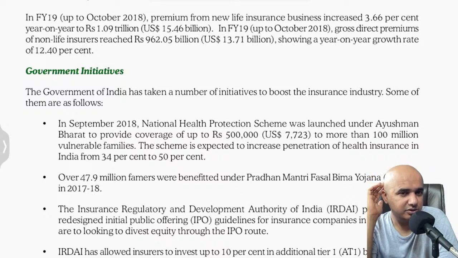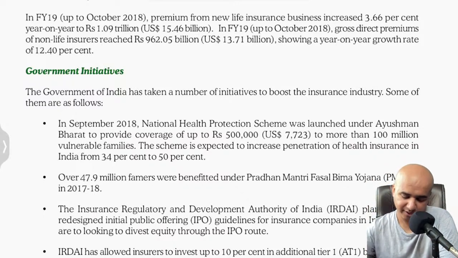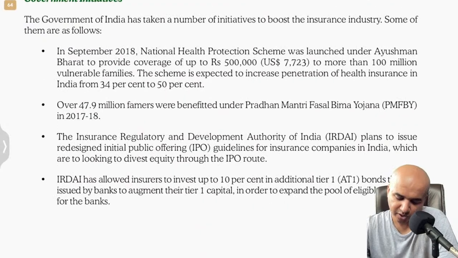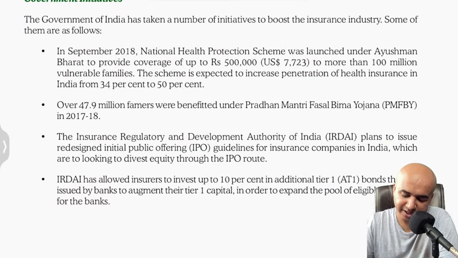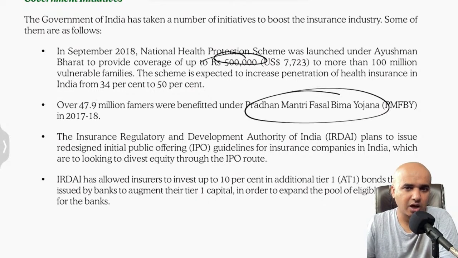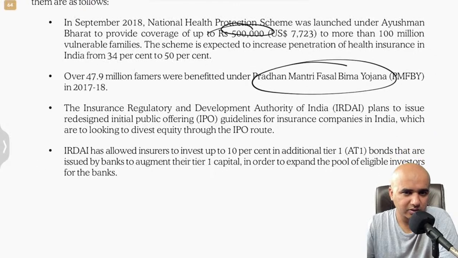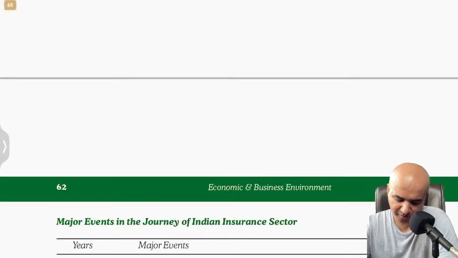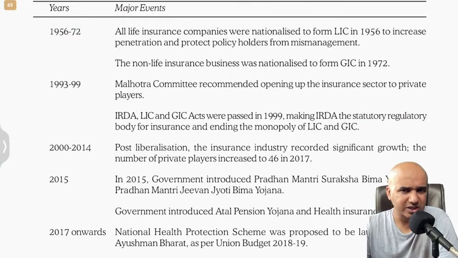Government initiatives. Again, these are different initiatives to boost the insurance industry. We have National Health Protection Scheme. Ayushman Bharat is something which you would have heard of. So this has a huge capital expenditure here. Then we have over 47.9 million farmers benefited on Pradhan Mantri Fasal Bima Yojana. All this can be read easily. Just go through that once.